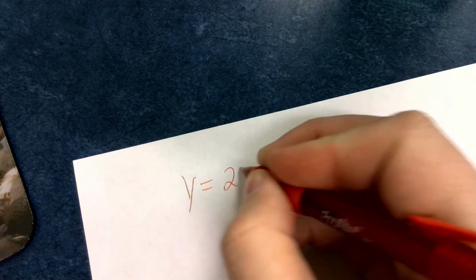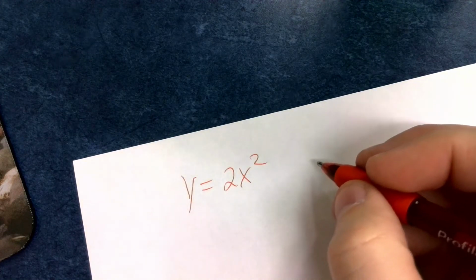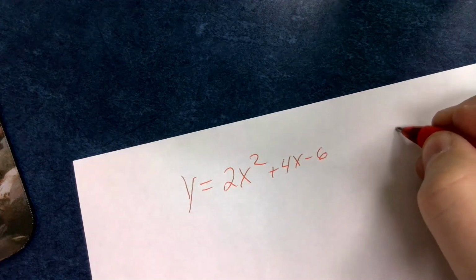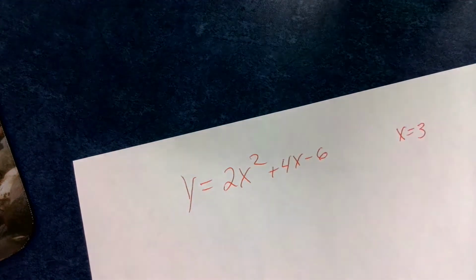Okay, we're going to try this. So here we go. My equation is y equals 2x squared plus 4x minus 6. And the point is when x equals 3.